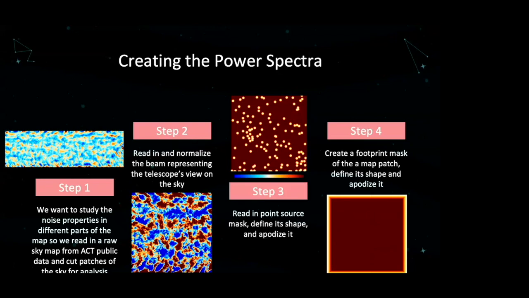After we apodize our point source mask, we create a footprint mask, which I did with an array of ones. It's basically doing the same thing: we want a map that has the apodization that you can see along the edges. And we combine all of these together. An important part to note is that in the footprint mask, areas of the sky that are red mean that we have more data on that.